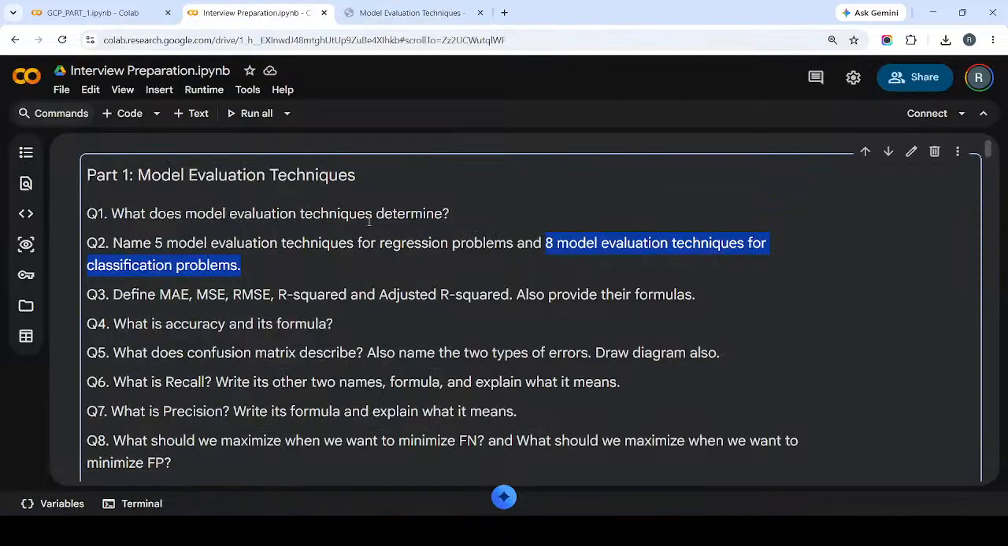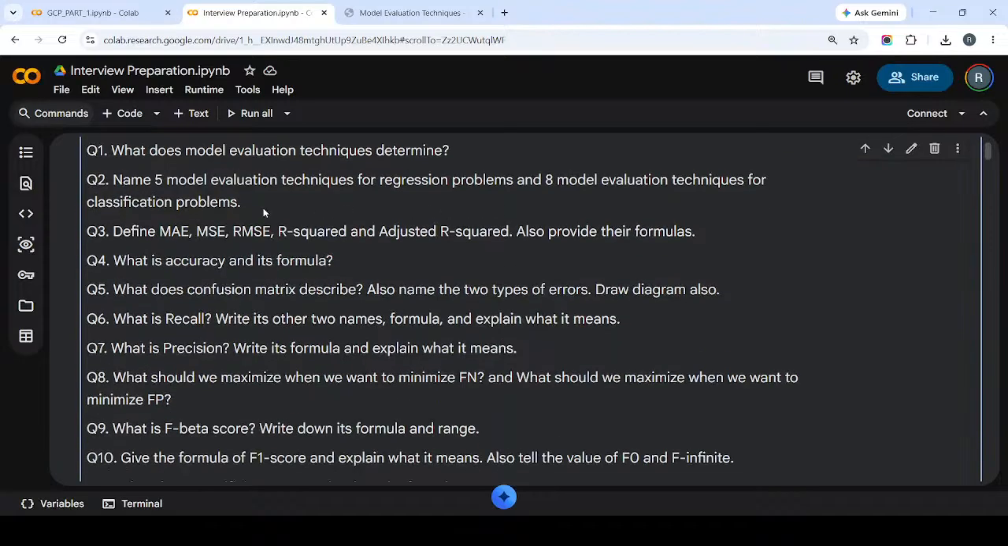Okay, so let's jump to our questions. Most of the questions I have already answered. Name any five models, I have answered. Name any eight model evaluation techniques, we have answered. Then we defined mean absolute error, mean squared error, RMSE, R squared, and adjusted R squared. Also, we have seen their formulas. Now we see what accuracy is and its formula.